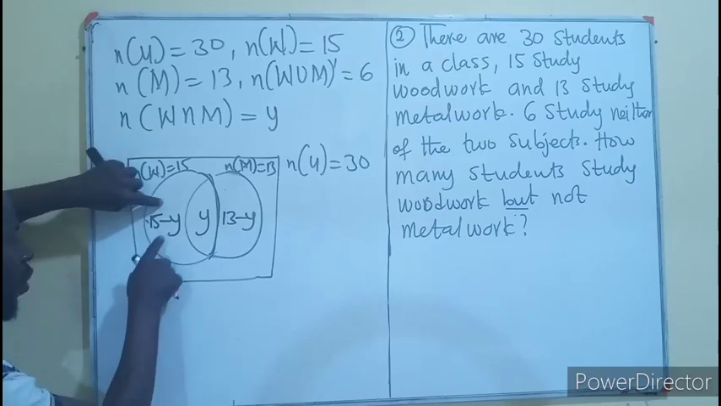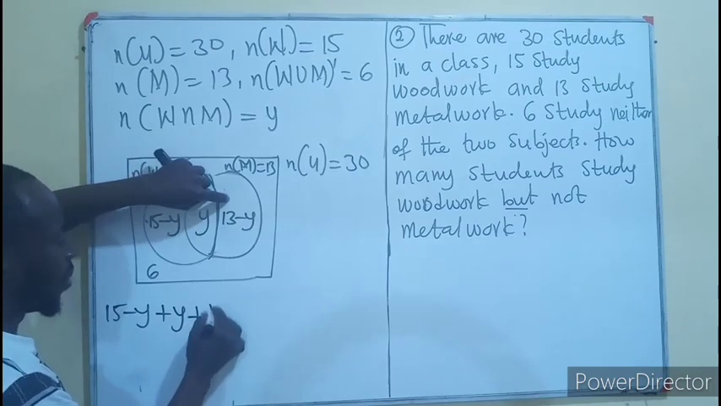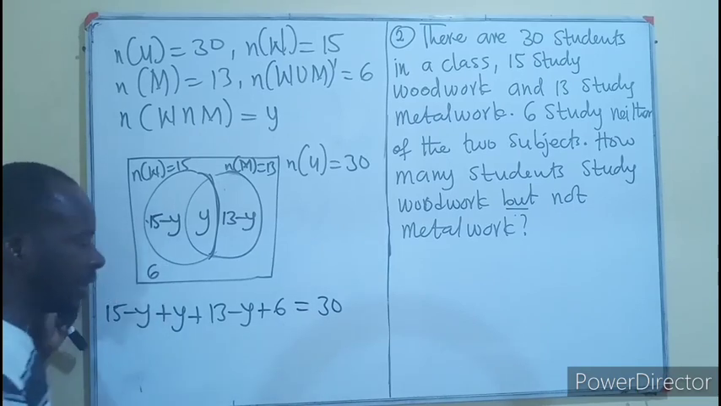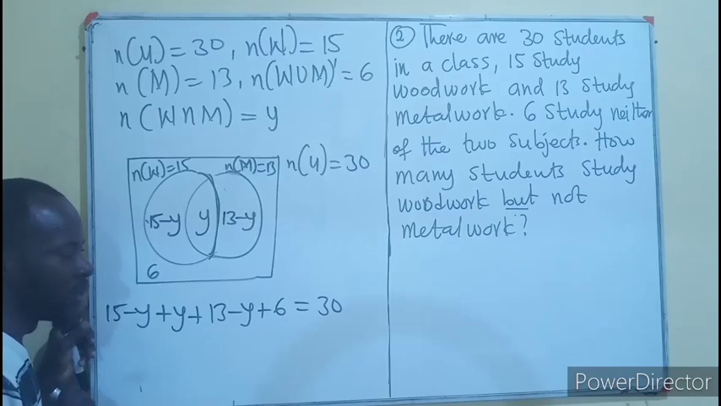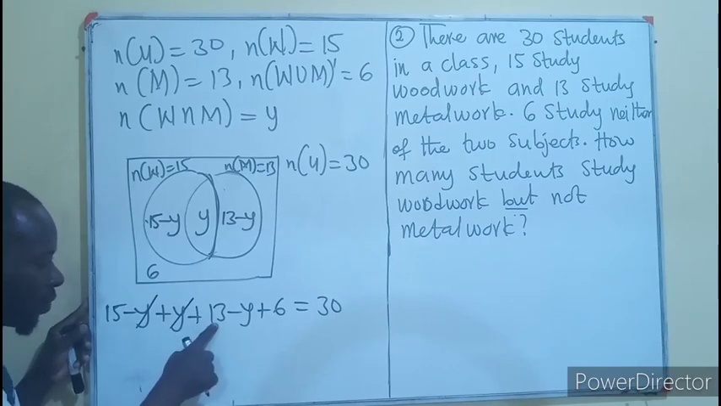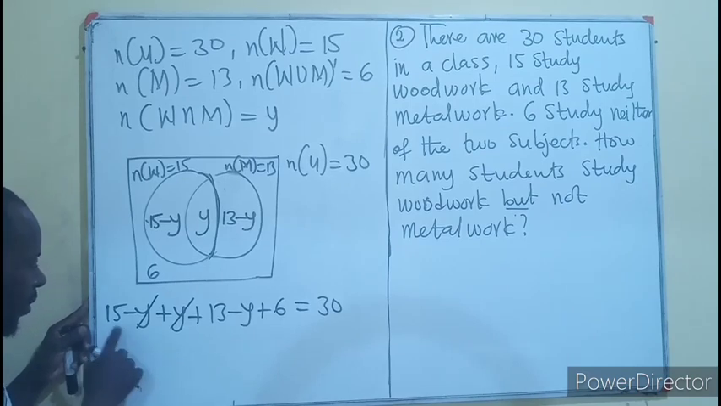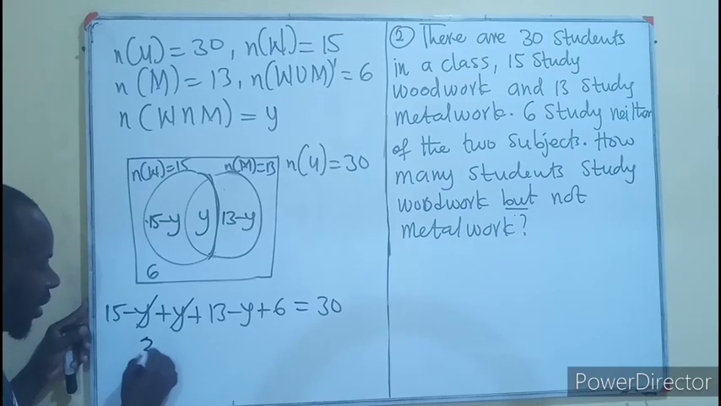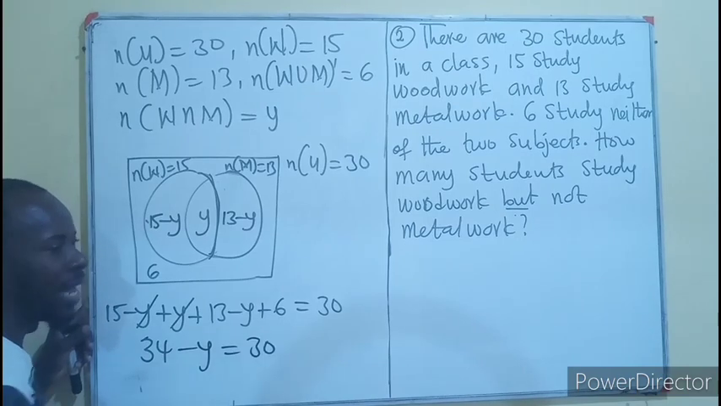So now from the Venn diagram, we know that 15 minus Y plus the second region plus 13 minus Y plus the fourth region should give us what? 30. Region 1, region 2, region 3, region 4, all must be equal to 30. So negative Y plus Y will be 0. 15 plus 13 will be 28, plus 6 will be 34. Then minus Y equals 30.